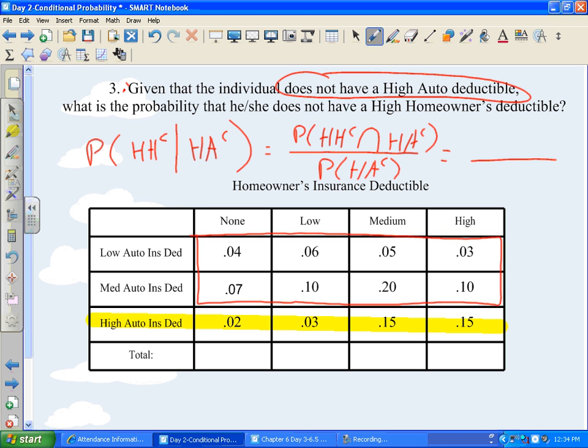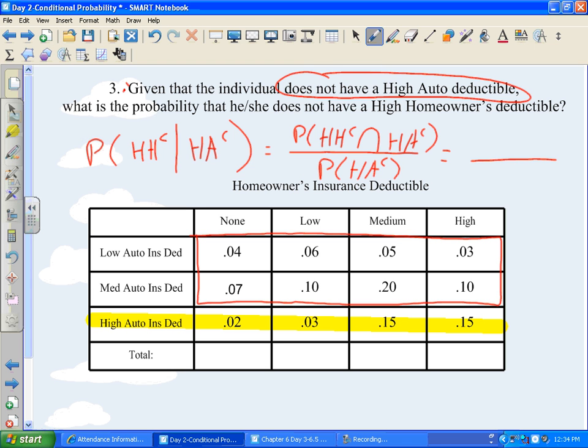How do you determine which one goes first, like the high homeowners or high auto? So then you can see which one goes on bottom. Because I switched it and I put high homeowners on bottom. No. Your given always goes second in the equation, and then the second one is divided.